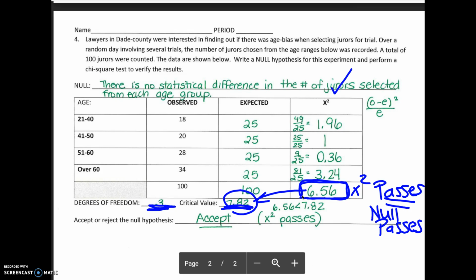So don't think of it as whether there's a statistical difference or not. Think of it as if it passes, the null passes. If it fails, the null fails. And then you can read your null to see what that means.